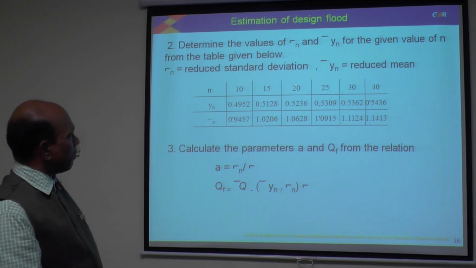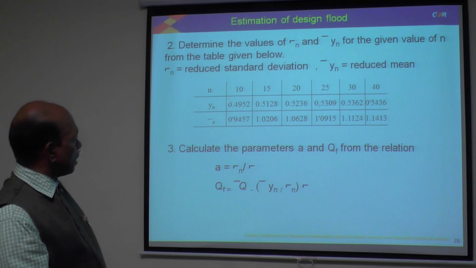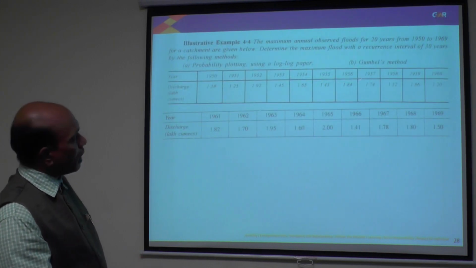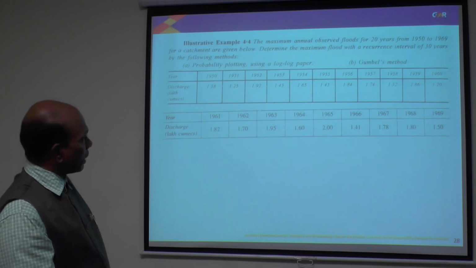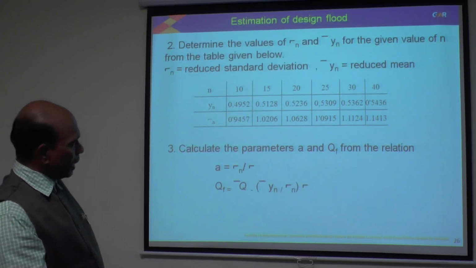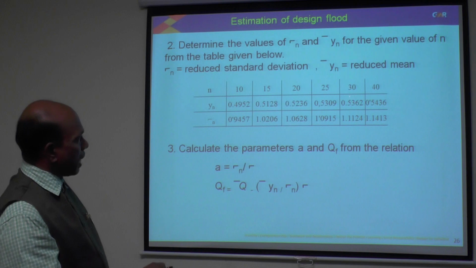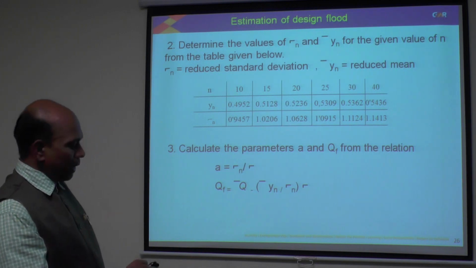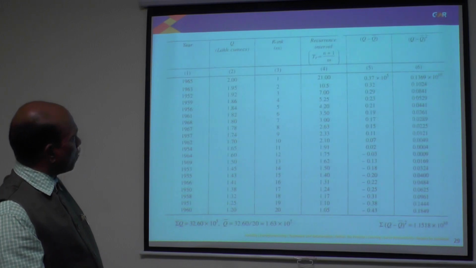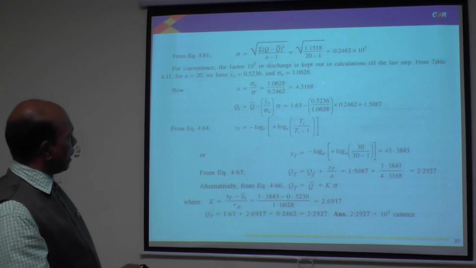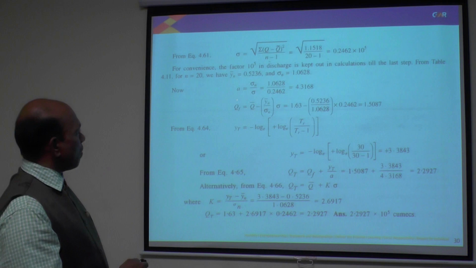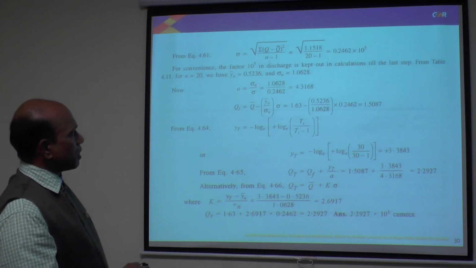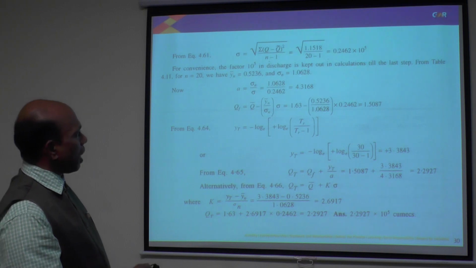Here they have given the recurrence interval. Based on the recurrence interval, this is the return period. These are the values of this one. What is the return period here? They asked 30 years. For 30 years, these are the values of reduced standard deviation and reduced mean. Once we know the reduced standard deviation and reduced mean, then calculate the a value, that is the parameter constant: reduced standard deviation divided by standard deviation, we have this value.